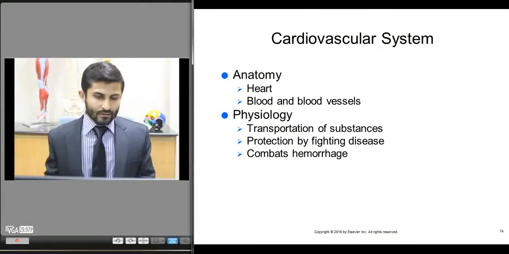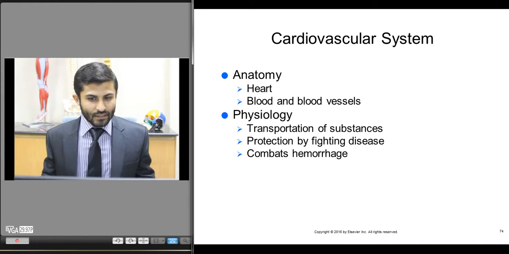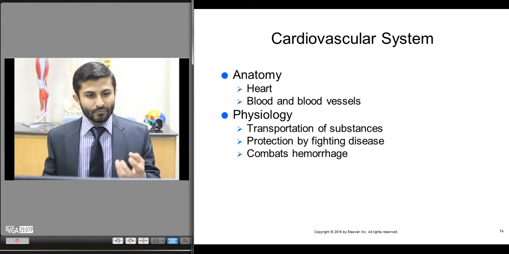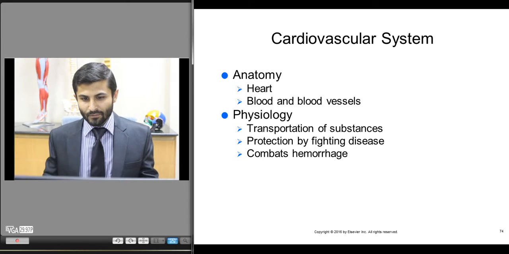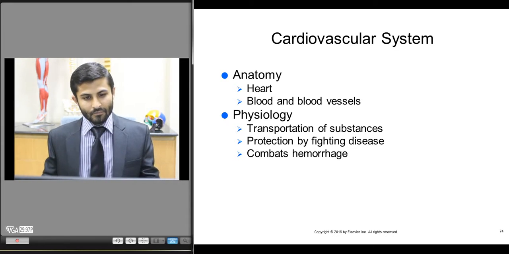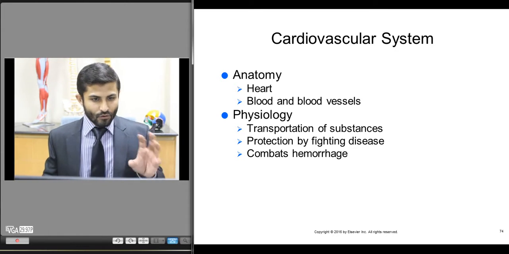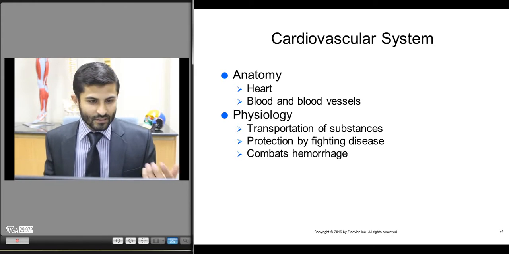Cardiovascular system, anatomically saying, we have the heart, blood vessels, and blood, but physiologically, transportation of the substances, blood mediated transport, like a lot of materials like medicine or the food, it is transported into the body with the help of the blood. Protection by fighting disease, definitely the WBCs, white blood cells, the lymphocytes, monocytes, eosinophils, basophils, they all are there to protect your body from pathogens and other noxious stimuli.